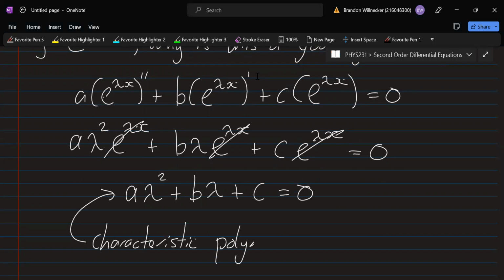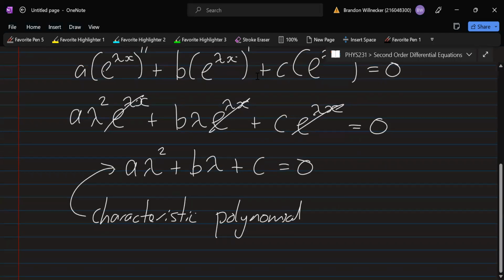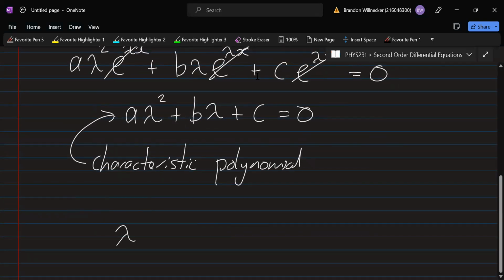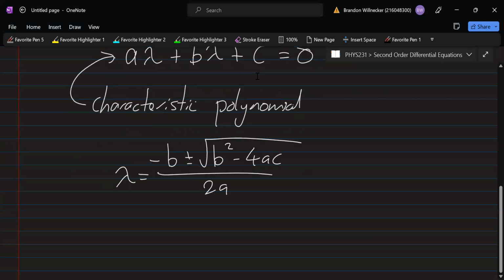Characteristic polynomial. And it's quadratic because we had a second order differential equation. This can be solved for lambda using the quadratic formula, and we get lambda is equal to minus b plus or minus the square root of b squared minus 4ac, all over 2a. Now, depending on that discriminant, b squared minus 4ac, we have 3 possibilities for this lambda value. So let's say 3 cases.